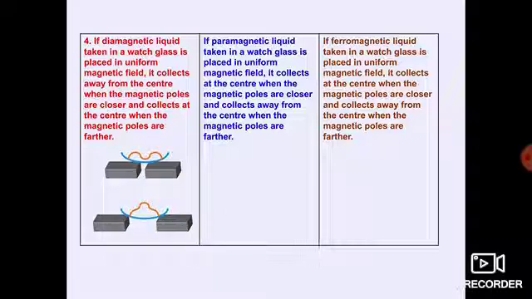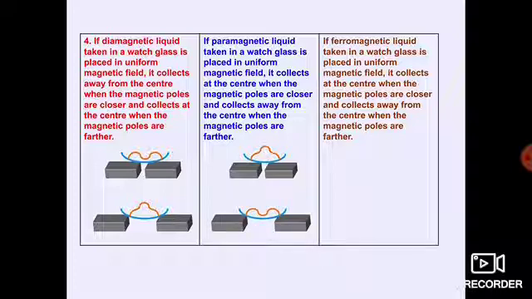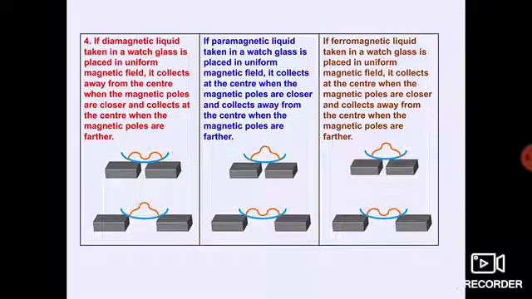If the magnetic field is strong, they will move apart. Where the magnetic field is weak, because the magnets are far apart, it will be at the center. In case of para, where they are close, it will try to accumulate there only. And if it is far apart, it will move towards the pole where the magnetic field is strong. In case of ferro, again the same property is seen, like paramagnetic substances.